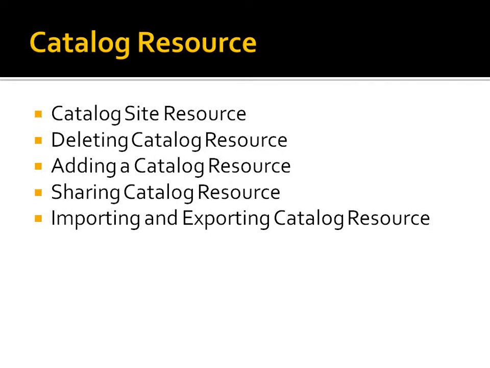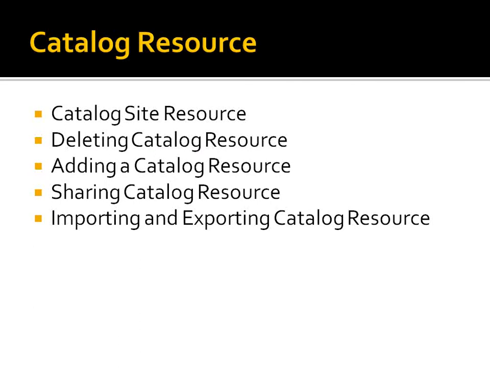The catalog site resource is created by pub, and the catalog resource is responsible for connecting the catalog APIs to the database. When you delete a catalog resource, some of the underlying objects are deleted as well. So be careful when deleting the resource, and make sure that you back up the database before doing so.